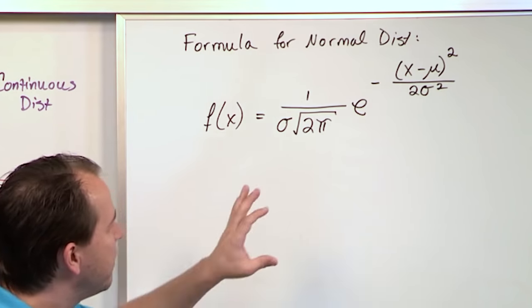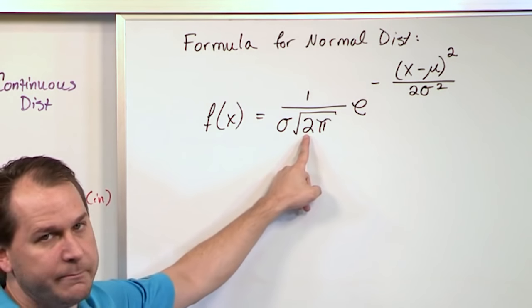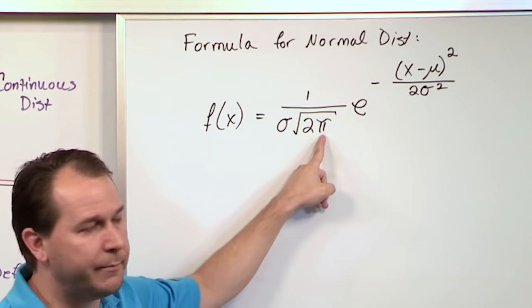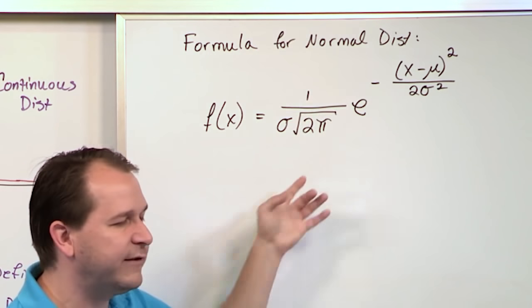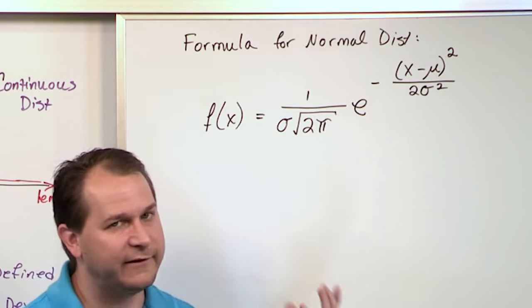Now let me show you here. Even though it looks very complicated, I want to make sure you understand. 2 is just a number. Pi is just a number. Taking the square root of those things is just going to give you a number. So this thing right here is just a number. E is just a number.